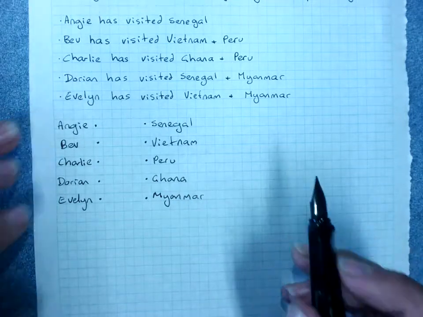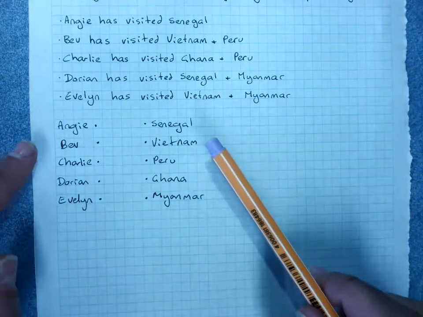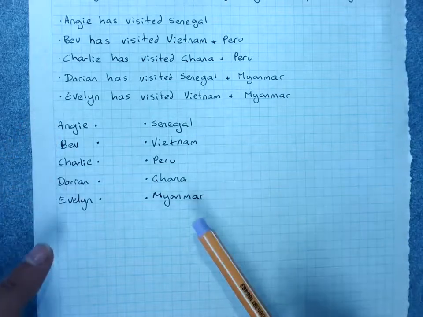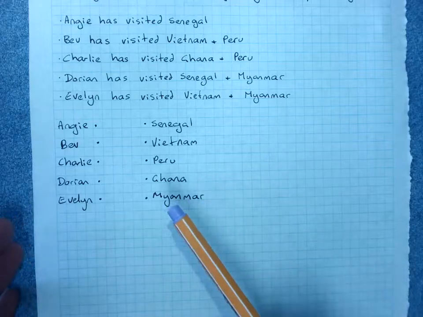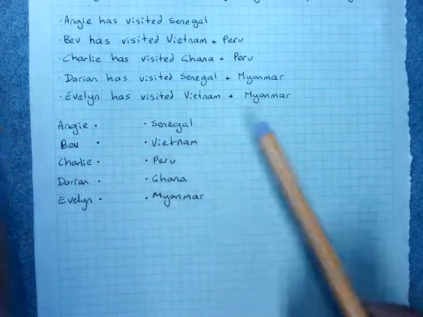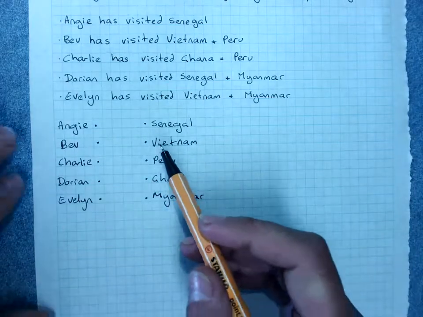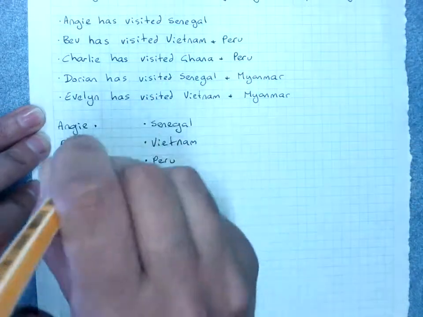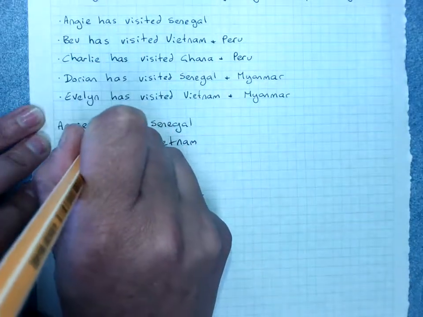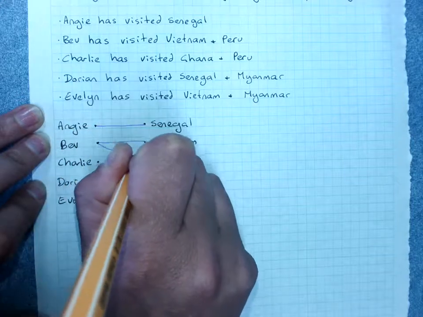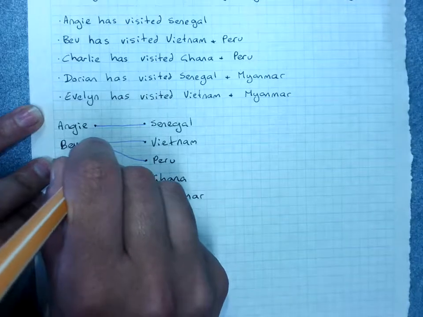All right. Now there's a couple of different ways of approaching this. You can start by drawing the whole graph of where everyone has visited and then start ruling out places on the same graph, or you can copy the graph and add more lines in. We'll see how we go. Firstly, we'll just get where everyone's been. Angie has been to Senegal. Bev has been to Vietnam and Peru. Charlie has been to Ghana.